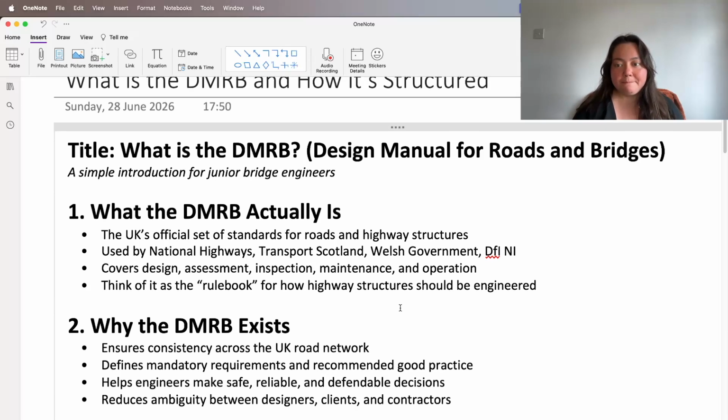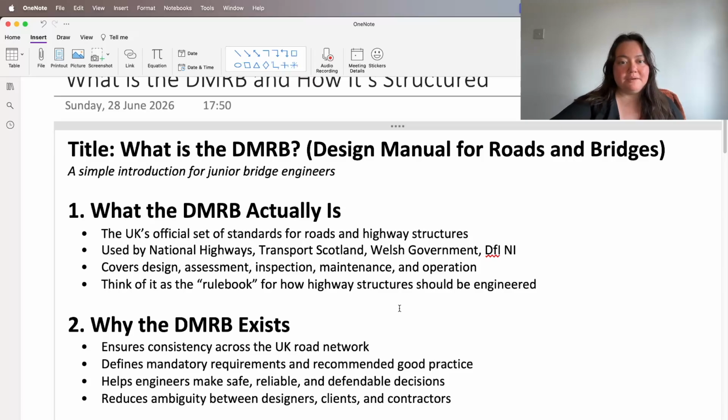So, what is the DMRB? The DMRB is the UK's official set of standards for roads and highway structures. It's used by National Highways, Transport Scotland, the Welsh Government, including DFI Northern Ireland. It covers everything we do with highway structures, which are design, assessment, inspection, maintenance, and operation. Think of it as the rule book for how highway structures should be engineered in the UK.